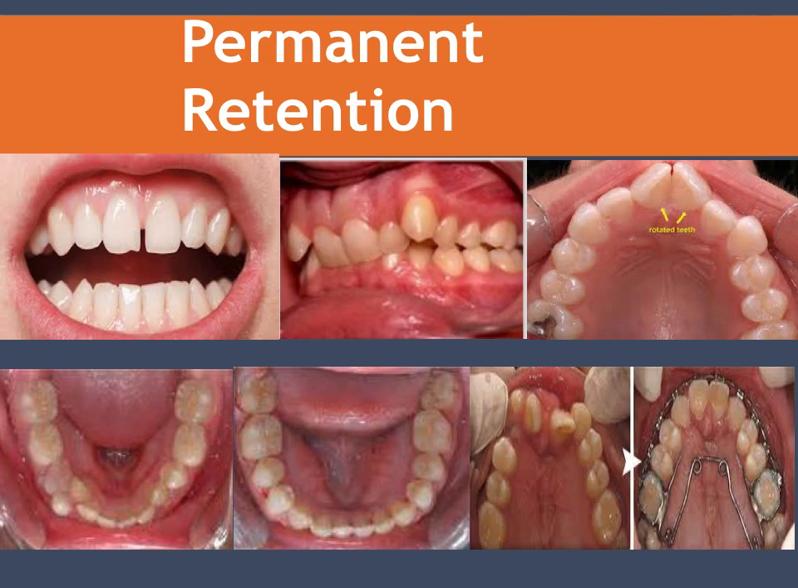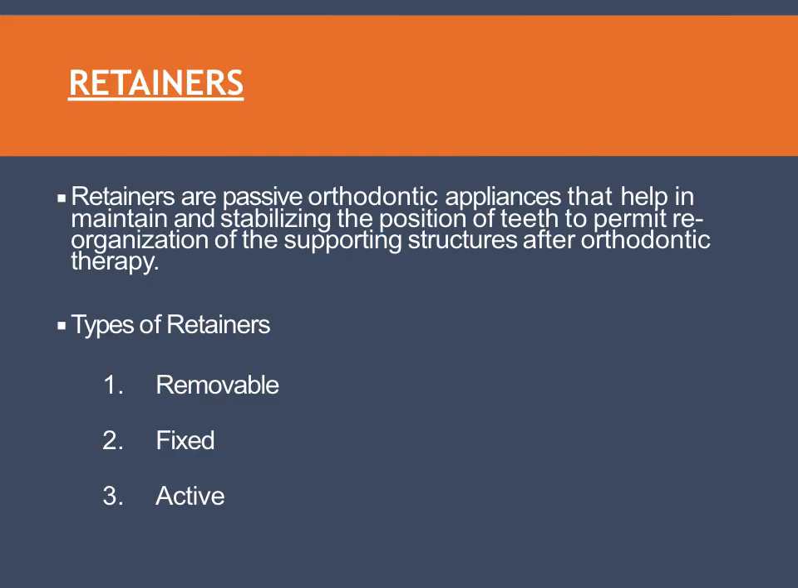So now since we are planning for retention, we should also know the types of retainers which are available. There can be retainers which can be removed by the patient himself, but of course we need compliance for the same. Then there will be certain retainers which are fixed, which the patient will not be able to remove. And then there will be active retainers. Remember, retainers are ideally supposed to be passive appliances. They are not supposed to apply any force. They are just supposed to maintain the position of the newly moved teeth.